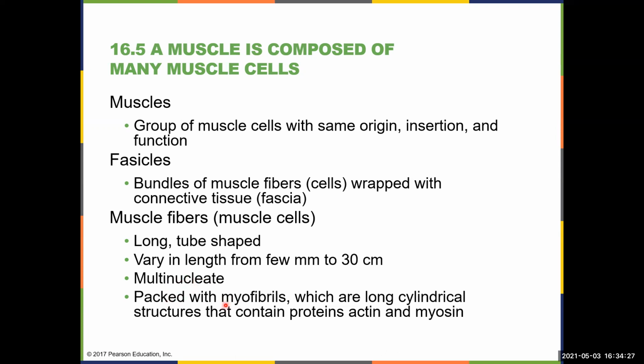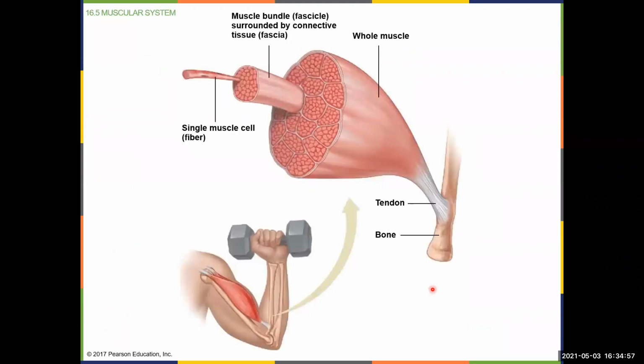And they are packed with what's called myofibrils. And these myofibrils are structures that have proteins that interact with one another that lead to muscle contraction and relaxation. And these proteins are called actin and myosin, okay? And so we're going to use the figures in the next couple slides to basically break down all of these different components, okay? So here we have our whole muscle, right?